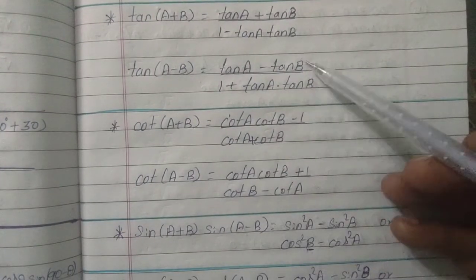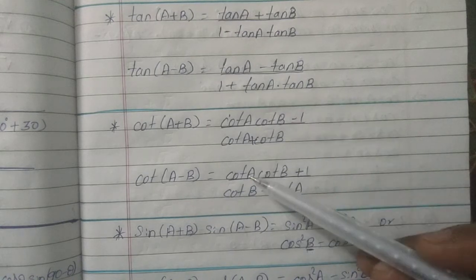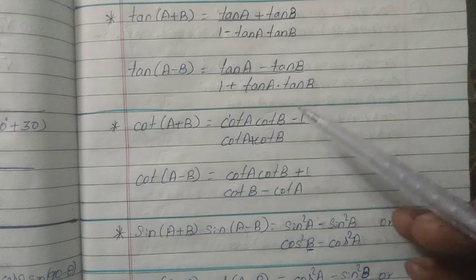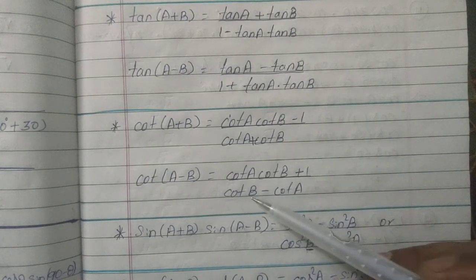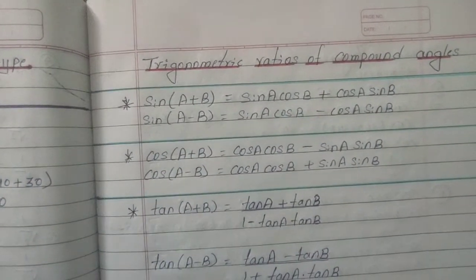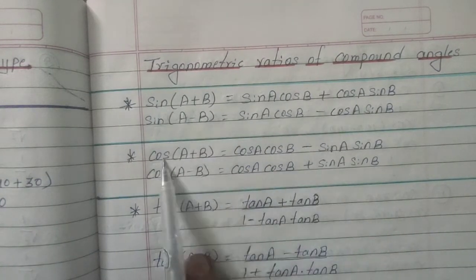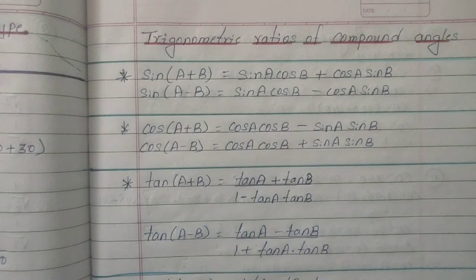If you take the reciprocal, this part you need to write first. Cot A cot B instead of tan A tan B, plus 1 by, here tan A minus tan B, here you should write cot B minus cot A. So remember this sign part: for sin, inside the same sign; for cos, the opposite sign we should take. So these are the important formulas.